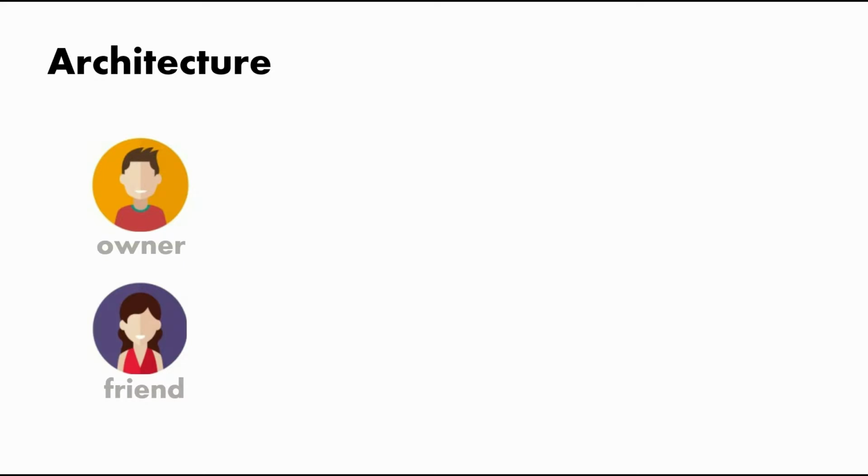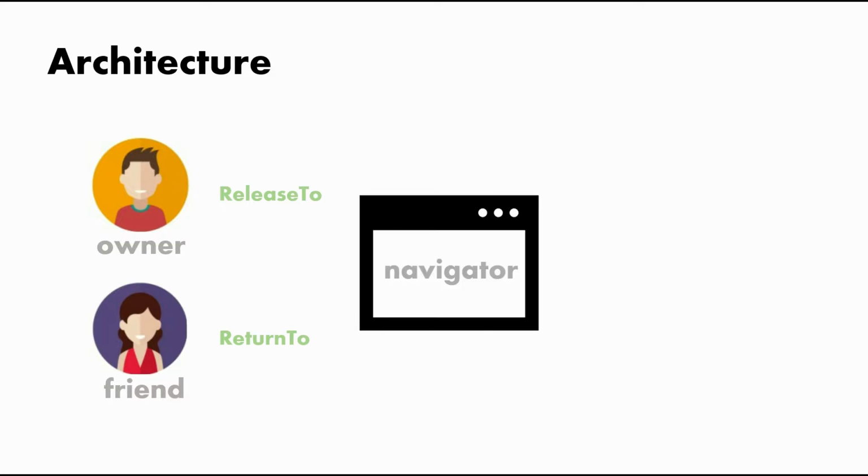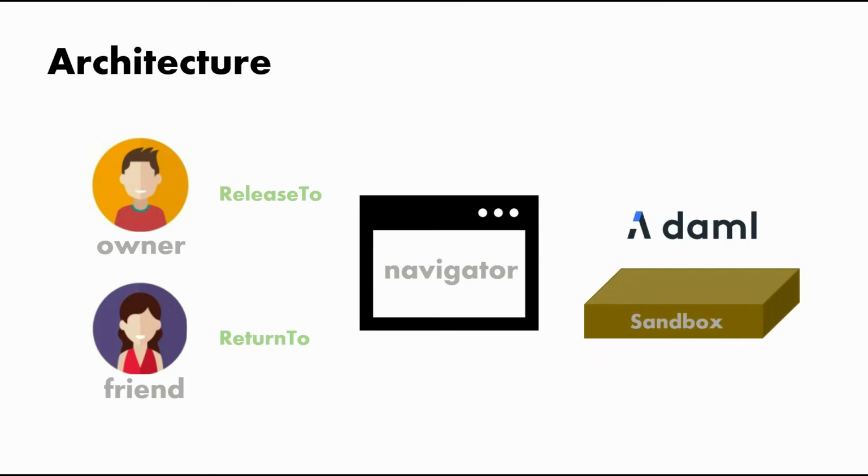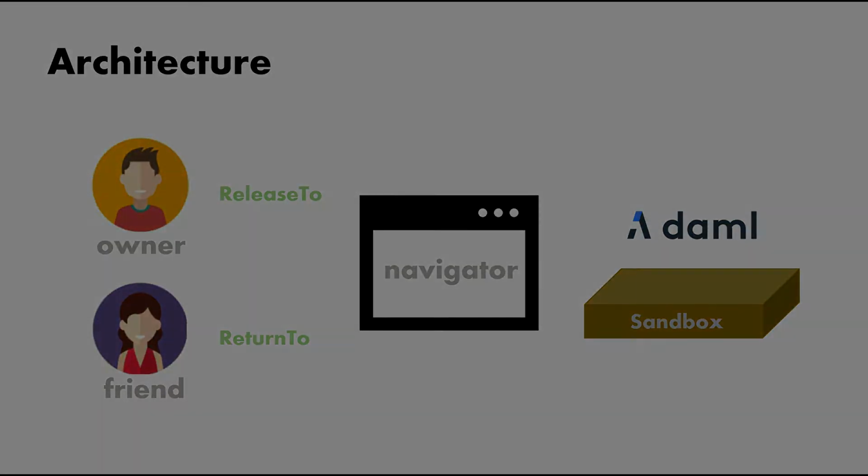Let's take a closer look at our architecture. We have the owner and a friend, and let's keep it simple and say that the owner can release an item and a friend can return the item. And instead of writing our own front end, we're going to make use of the navigator to help us test our templates and contracts. And we'll fire everything up in a sandbox, so there'll be a ledger that we can write to. Let's jump into the code.